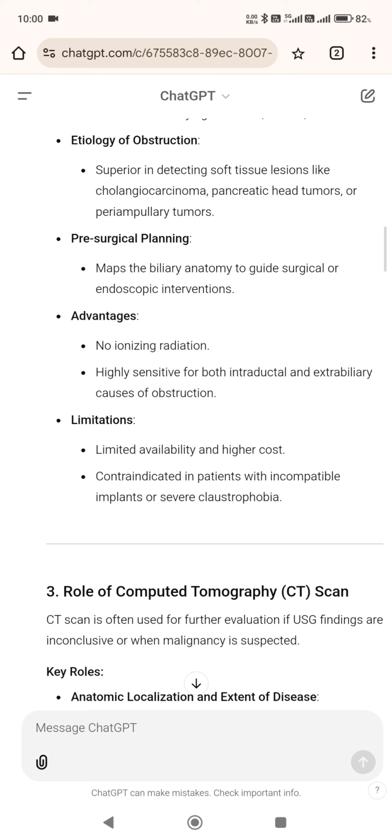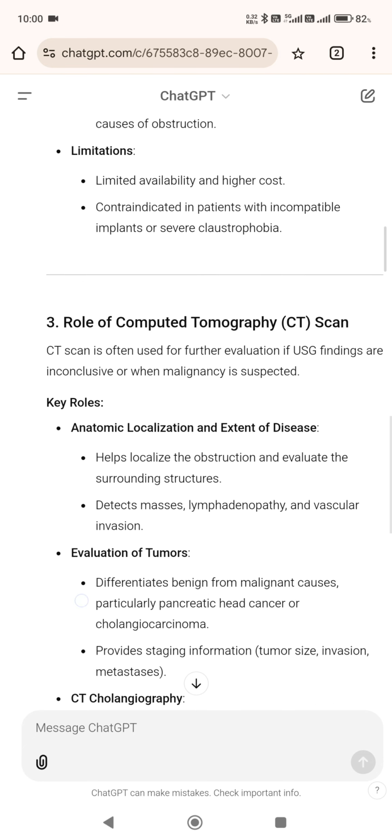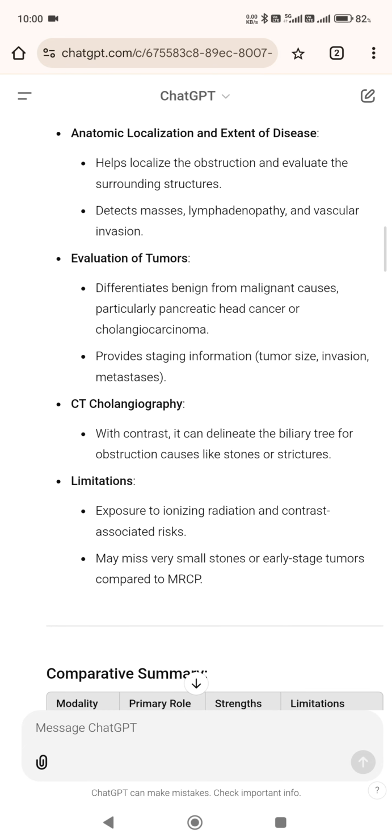3. Role of computed tomography, CT scan. CT scan is often used for further evaluation if USG findings are inconclusive or when malignancy is suspected. Key roles: anatomic localization and extent of disease, helps localize the obstruction and evaluate the surrounding structures. Detects masses, lymphadenopathy, and vascular invasion.